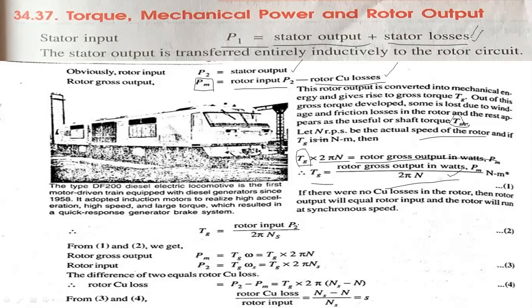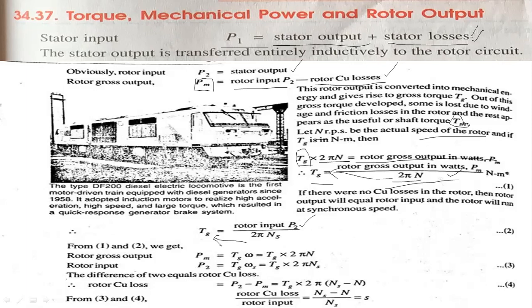Okay, so in terms of input, how can we write Tg? Tg is equal to P2 by 2 pi Ns. In terms of rotor output, Pm by 2 pi N. In terms of rotor input, P2 by 2 pi Ns. Next, the rotor gross output Pm is equal to Tg into 2 pi N. And P2 is equal to Tg into 2 pi Ns. Those are the formulas I have evaluated.